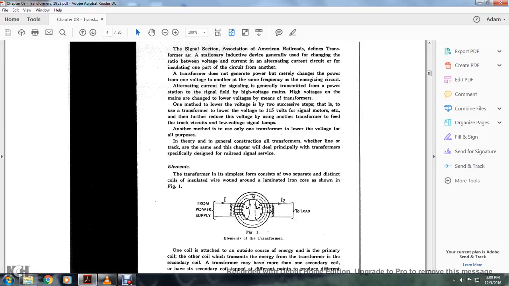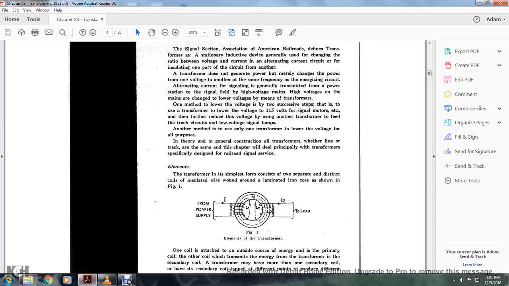High voltage on the mains is changed to lower voltage by means of transformers. One method of lowering voltage is in successive steps, that is, to use a transformer to lower the voltage to 115 volts for switch motors, etc., then further reduce the voltage using another transformer to feed the track circuit and low voltage signal lamps. Another method is to use one transformer to lower the voltage for all purposes. In theory and general construction, all transformers, whether line or track, are the same. The chapter will deal principally with transformers specifically designed for railroad signal service.